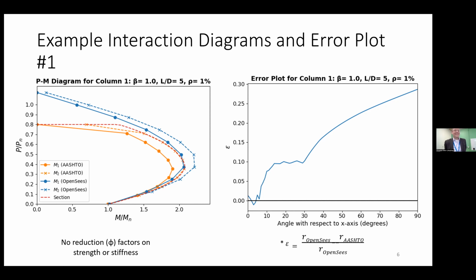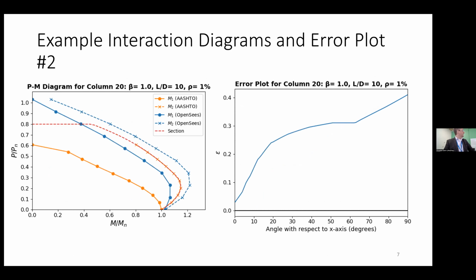But on the right is an error plot, just kind of comparing the ratio or the relative difference between the OpenSees models and AASHTO. Right? And then that angle is going around the eccentricity from 0 to 90 to the error between OpenSees and the AASHTO models. Okay, so do this for all 128 different combinations.